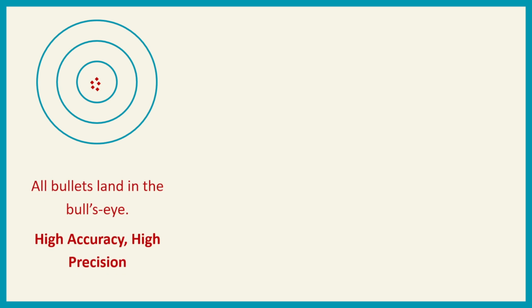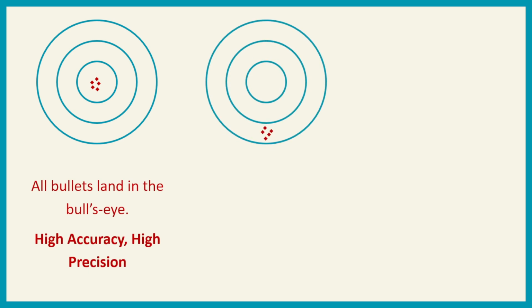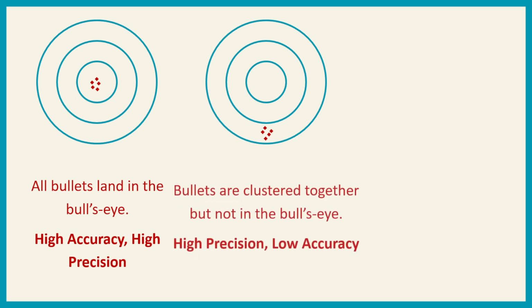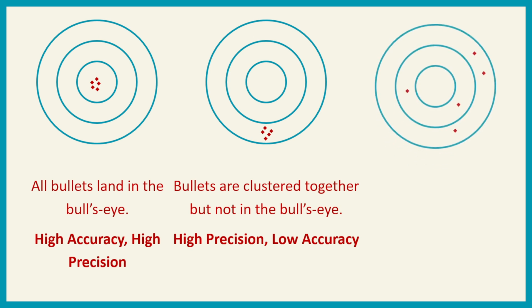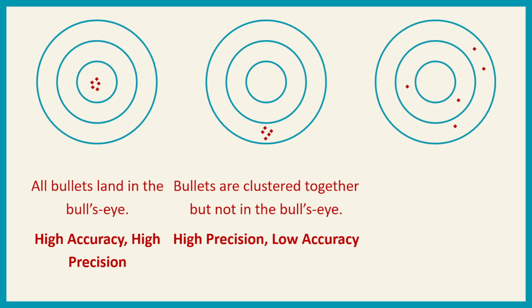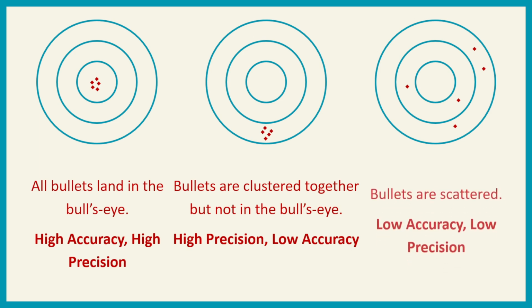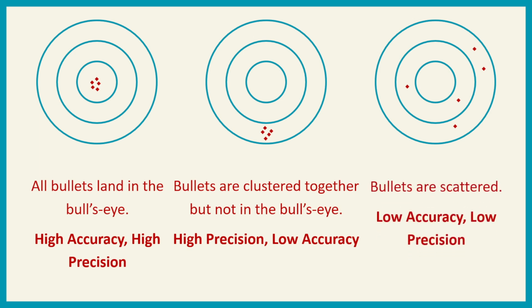This concept can be illustrated using target practice. All the bullets have landed in the bullseye, so you are both precise as well as accurate. In the second one, all the bullets are clustered together but not in the bullseye. You are precise but inaccurate. This indicates that the gun is slightly misaligned. In the case of the third one, all the bullets are scattered. You are imprecise and likely inaccurate.